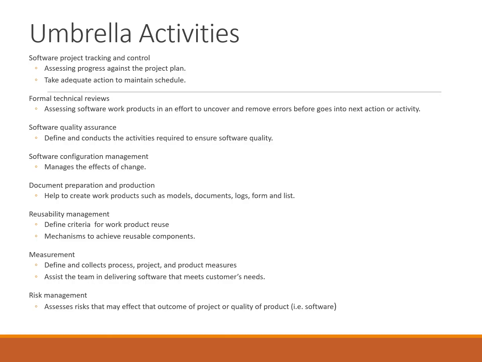The next activity is the measurement activity. This activity measures the process, project and product related things in your project. It mainly focuses on whether the customer needs are met in the delivered software. The last umbrella activity is risk management. This risk management activity is used to handle what can affect the outcome and the entire quality of your project. That's all about the umbrella activities.